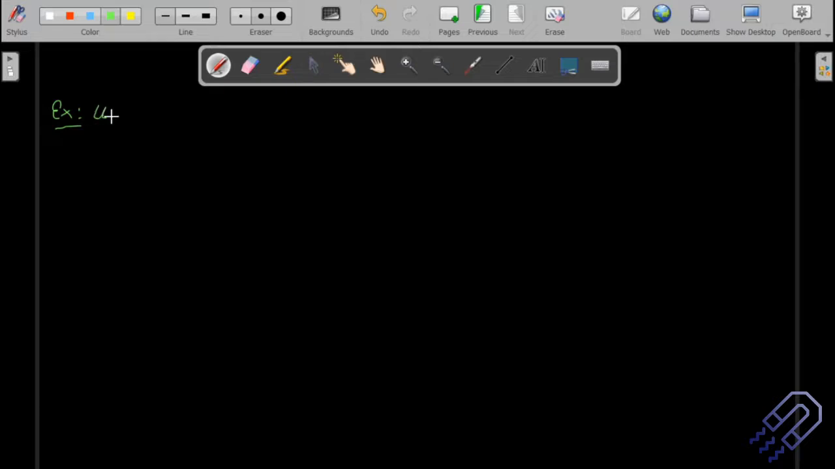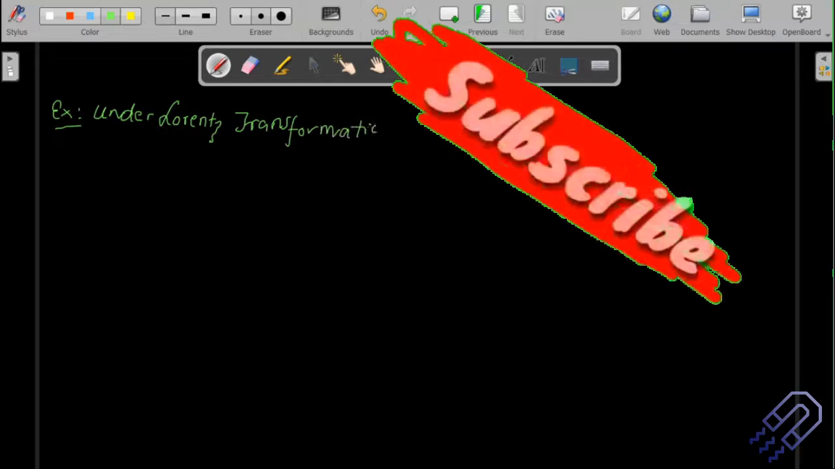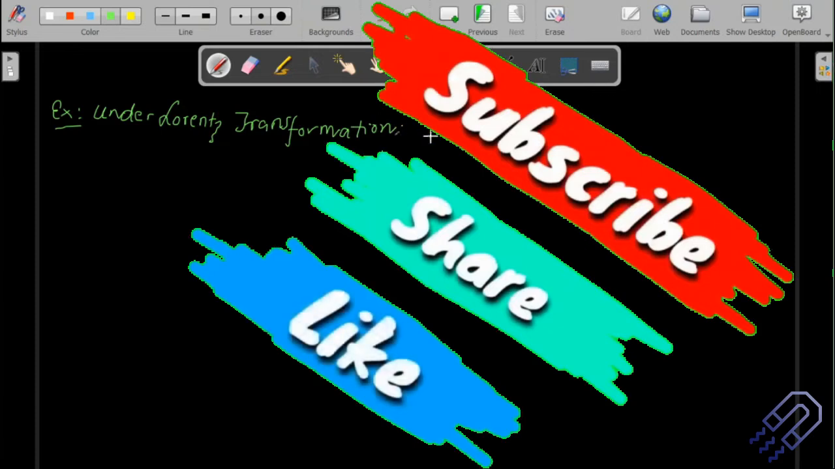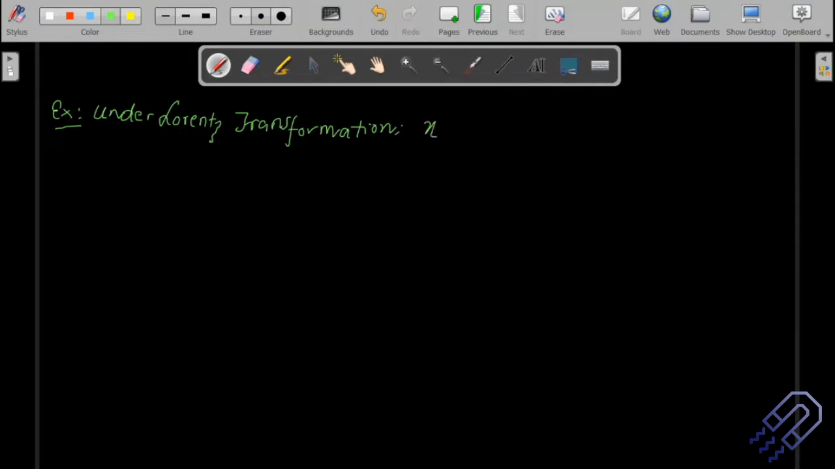And the questions which will come in numerical would be like this: under Lorentz transformation. Okay, Lorentz transformation. So these questions are expected. Okay, so please don't ignore important application. I have to give you some problems, so this is actually an application part. X square plus y square plus z square minus c square t square is invariant.